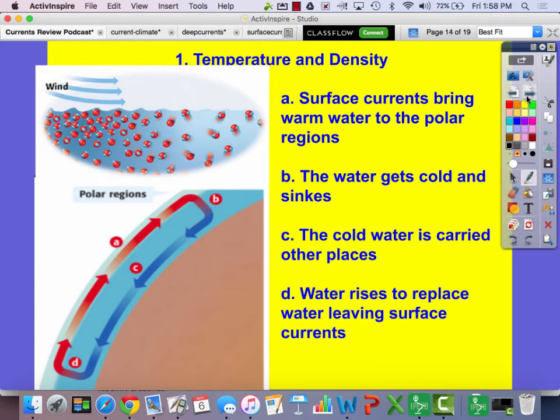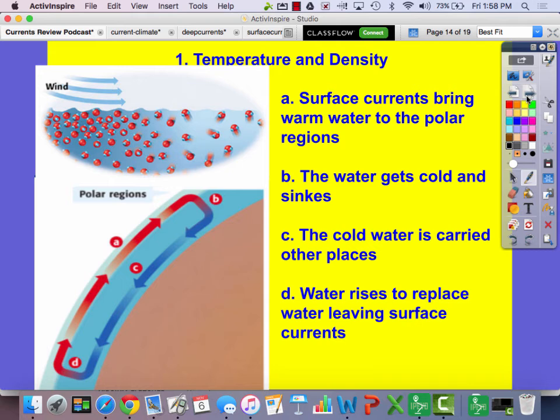When the warm water is brought to an area by the surface currents and it's taken to the polar regions, it gets cold. Just like you, when you get cold, you all scrunch up. Well, so do the water atoms. When they get cold, they get close together, and it makes them more dense. When it's dense, it drops down, and then it's moved to another place. When it gets to that warm place, it's going to rise back up, and it's going to move toward the polar regions. And so you have this repeating loop of things warming up and cooling down.